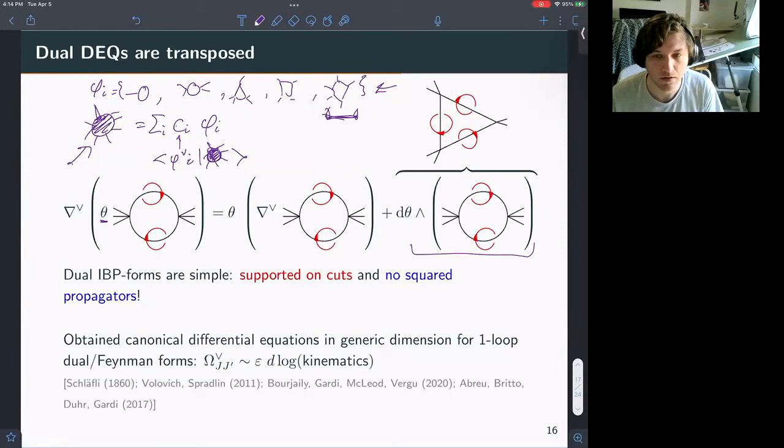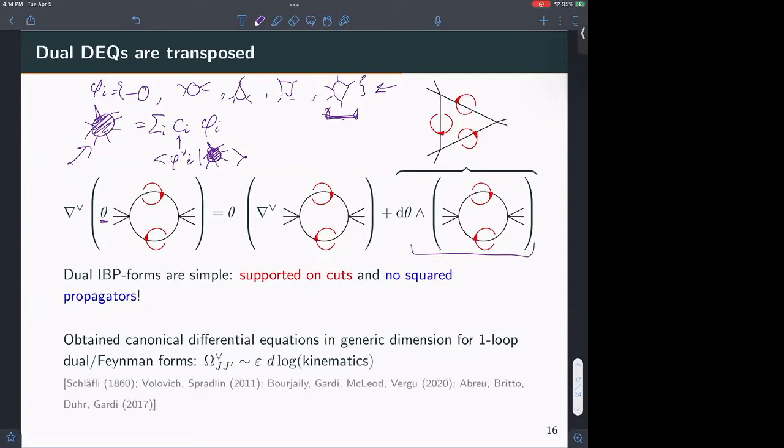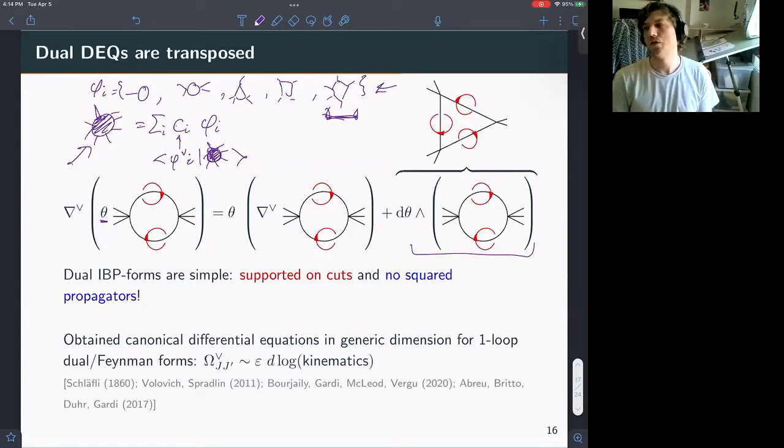And you never specified, I guess these are scalar fields going around the loop? Yeah, it turns out... well, it doesn't matter actually.